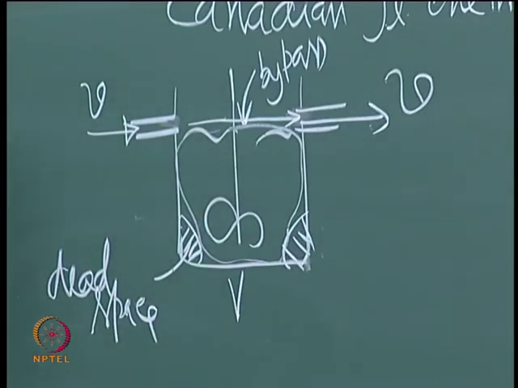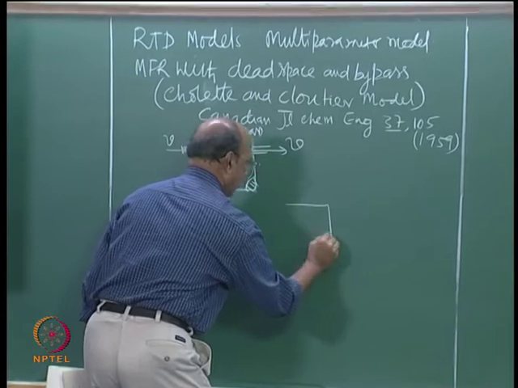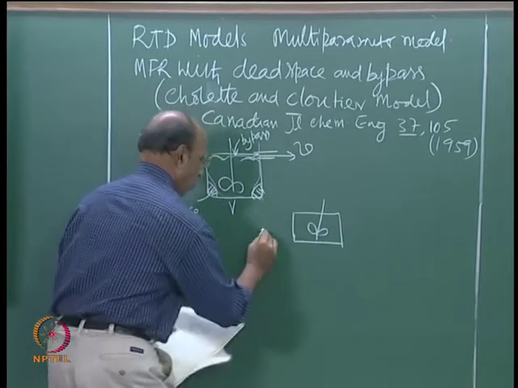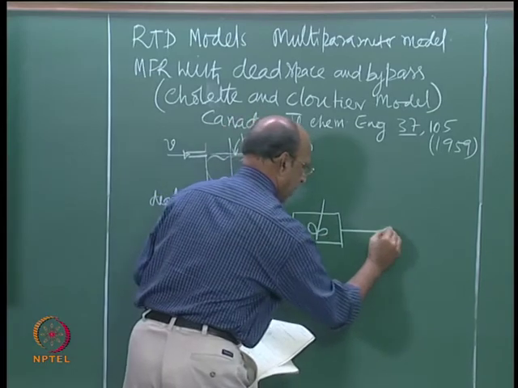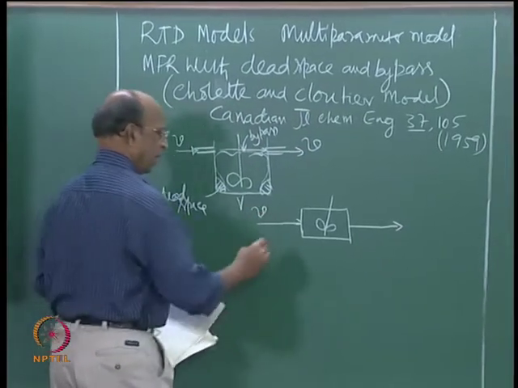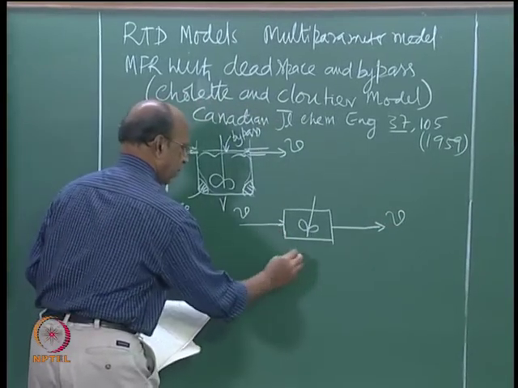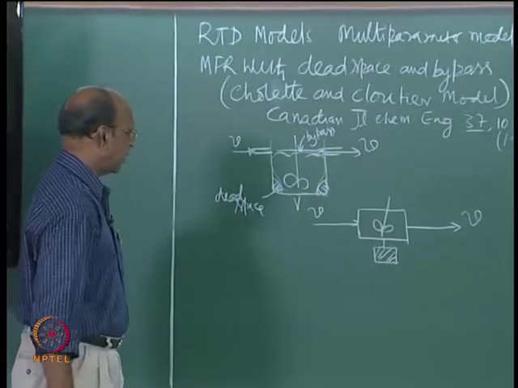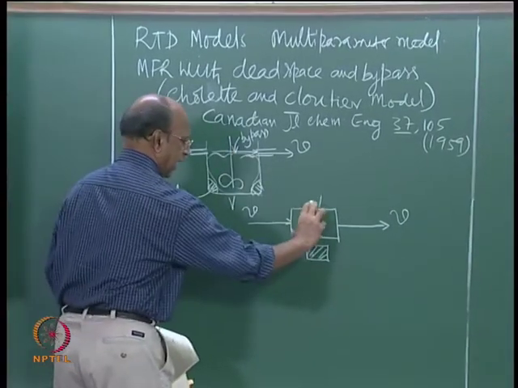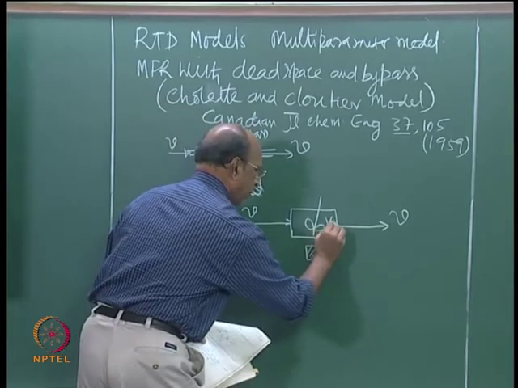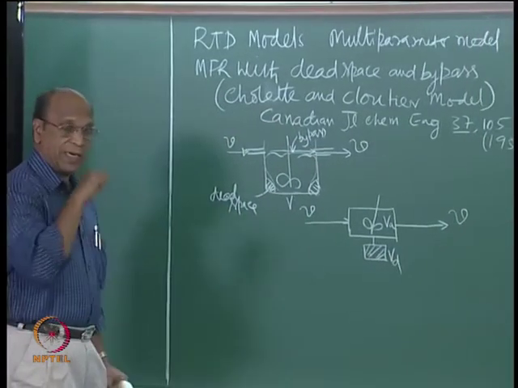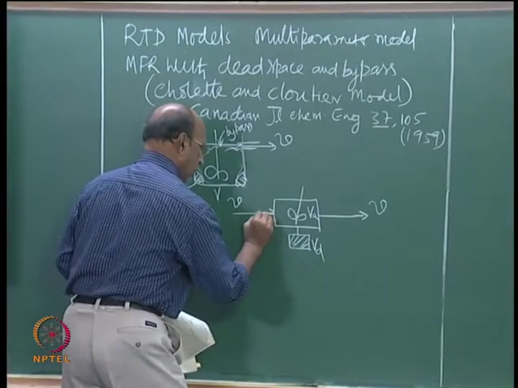To write the equations, first I should have a model in my mind, and that will be shown something like this. I have an active zone, and the stream entering into the active zone with volumetric flow rate V, and there is a dead space. The volume of the active zone will be V A, and the volume of the dead space will be V D. Now we also have the bypass, shown like that.